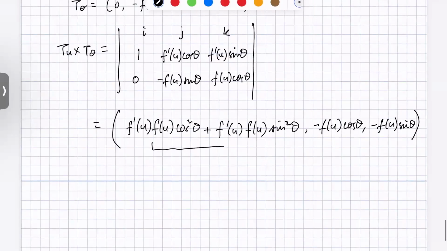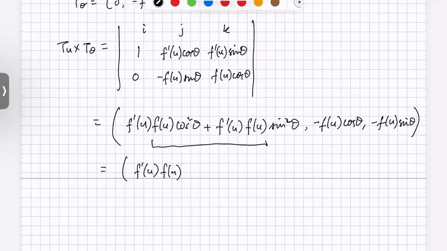Now, take a look at this piece right here. Notice that I can factor out an f prime of u f of u, leaving cosine squared plus sine squared, which is 1. So this becomes f prime of u f of u, comma, negative f of u cosine theta, and then negative f of u sine theta.